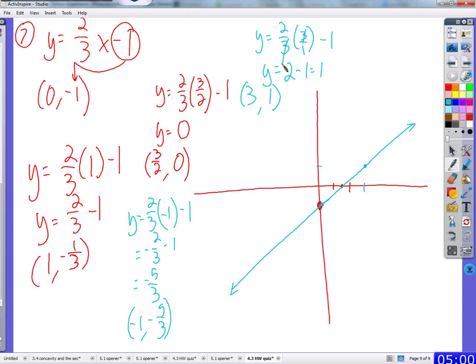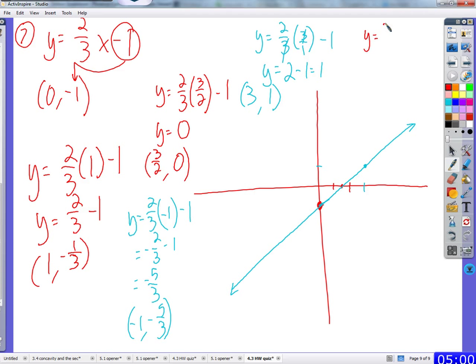After 3, if we were to keep going to the right, what would be the next number that would be easiest? 4? 6? 6 would be the next one? Because 6 is the next number after 3 that 3 is a factor of.